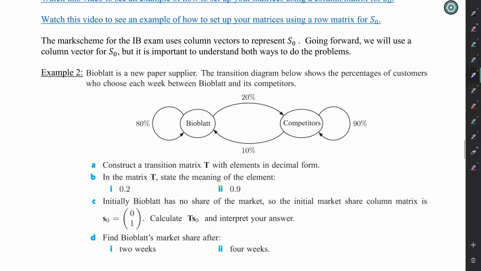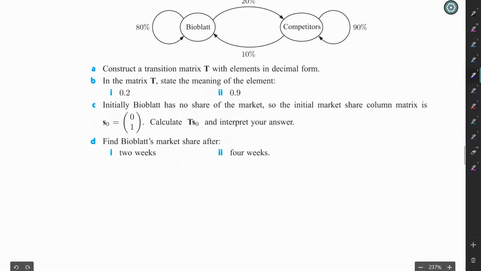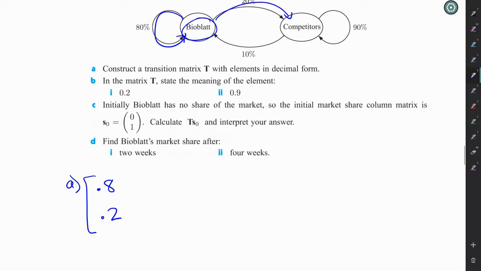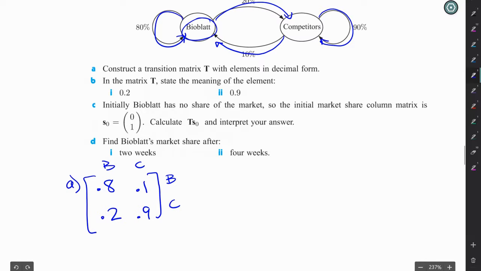Anyway, the first thing we want to do is construct a transition matrix T with the elements in decimal form. So we're going to convert from this transition diagram to a transition matrix. So if we start with Bibelblatt, the probability we stay with it is 0.8. The probability that we switch to its competitor is 0.2. The probability that we go from the competitor to Bibelblatt is 0.1, and the probability that we stay is 0.9. Okay, so here is the Bibelblatt and the competitor, and then the Bibelblatt and the competitor.